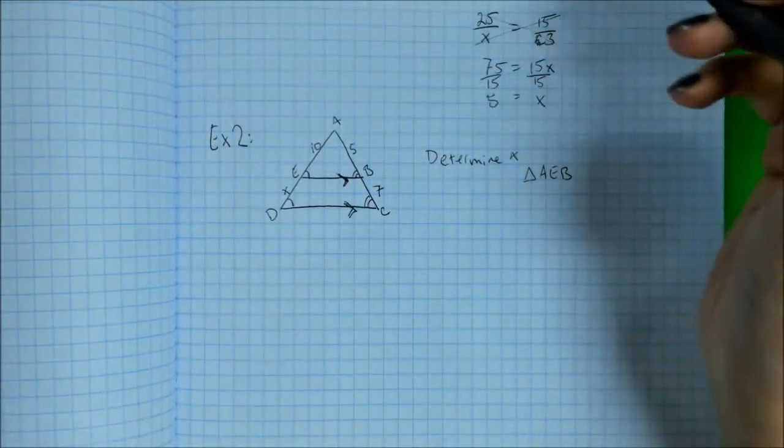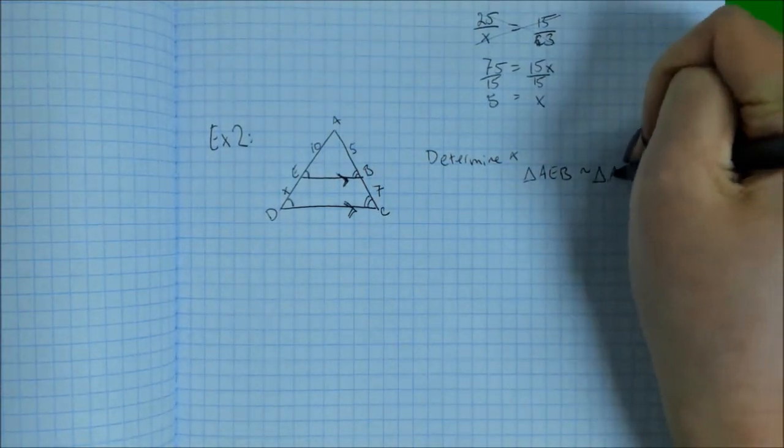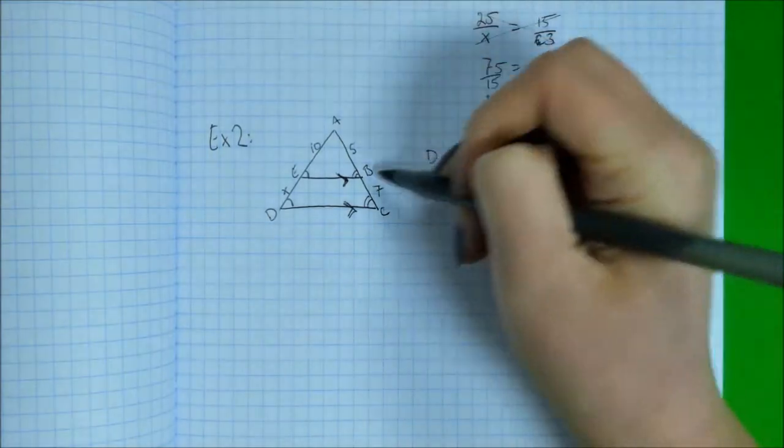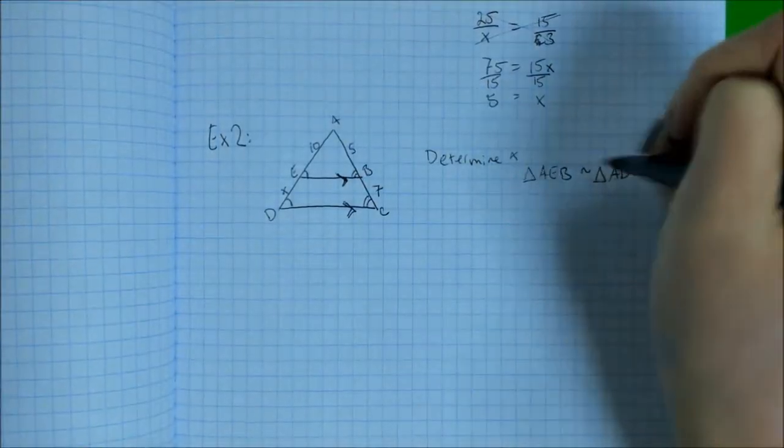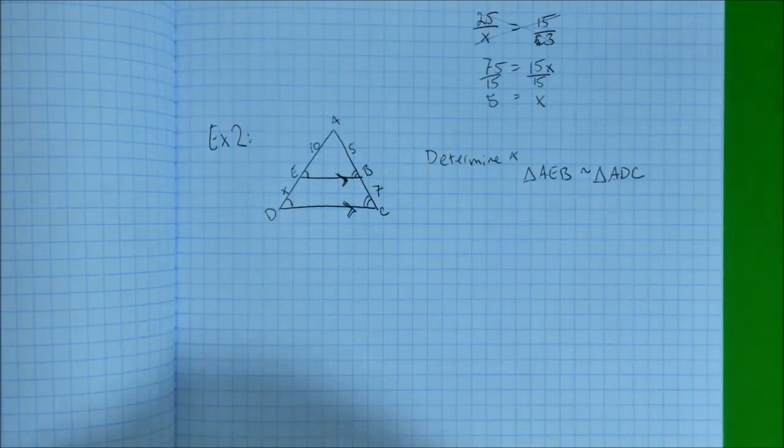A is equal to A. So when I write my similarity statement, triangle AEB is similar to triangle A, that's the angle they share, D, E which corresponds to D, and B, which corresponds to C. So now I'm going to set up my proportion again.